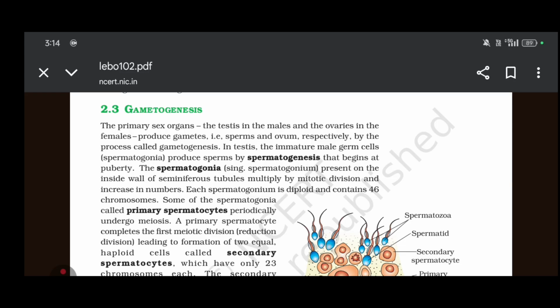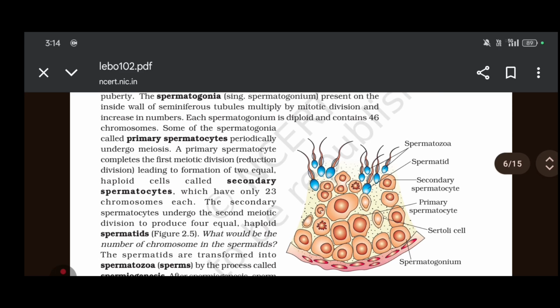The spermatogonia present inside the wall of the seminiferous tubules multiply by mitotic division and increase in numbers. Each spermatogonium is diploid and contains 46 chromosomes. Some of the spermatogonia, called primary spermatocytes, periodically undergo meiosis.